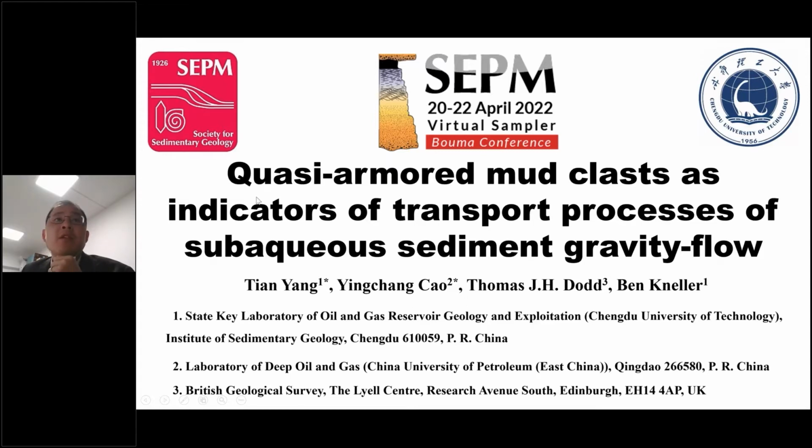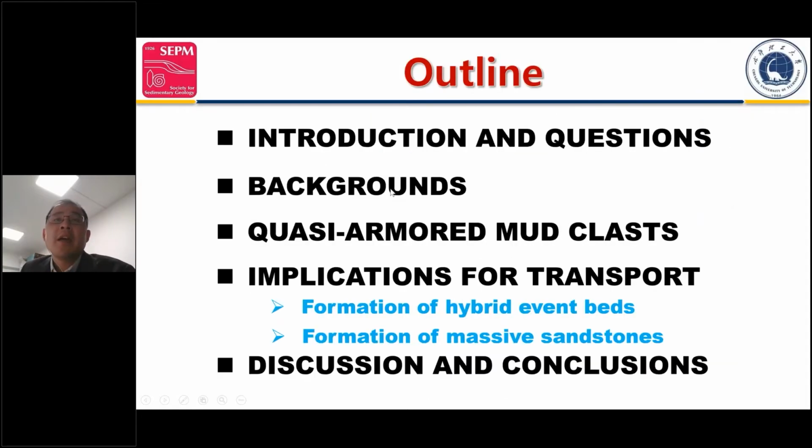Today, I will show you something about the Quasi-armored mud clasts in the deep water gravity deposit. This is the outline of my presentation. First, I will introduce the scientific question we want to deal with in this work, and then the background of the research area. I will describe the characteristics of the Quasi-armored mud clasts and their types. Then we'll discuss the implications for the transport processes of the gravity flow, especially focusing on the formation of the hybrid event bed and also the massive sandstone. And last is the discussion.